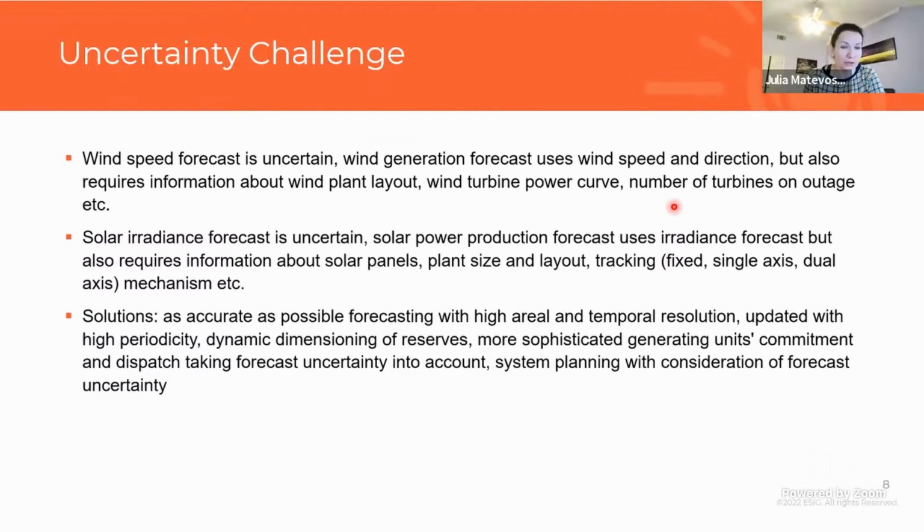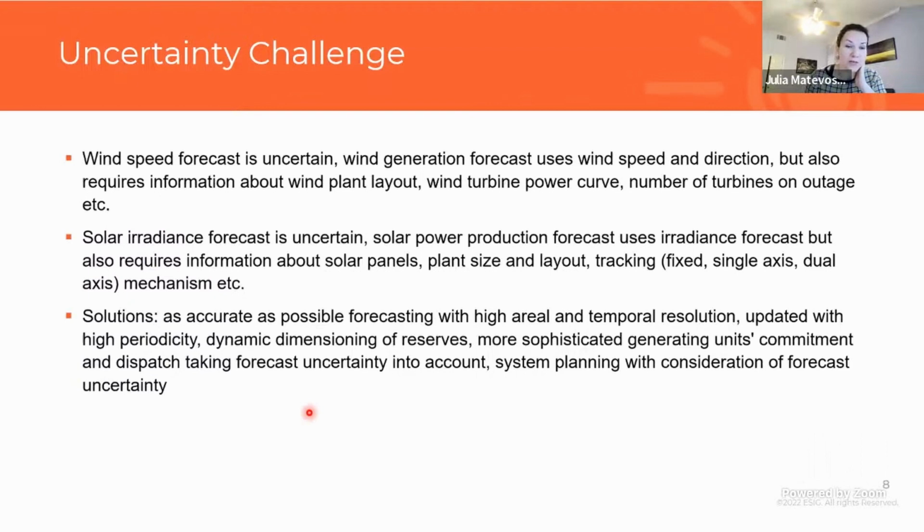Similarly for solar, irradiance forecast is uncertain, but then solar power production forecast uses irradiance and also requires information about solar panels, plant size, plant layout, and the tracking mechanism that is being used. By tracking, I mean in some solar power plants the panels are fixed at a given angle, and in others, more recent technology allows you to rotate or track the sun with the panel, and it allows higher efficiency. So the solution for this forecasting uncertainty is forecasting that is as accurate as possible, with high areal and temporal resolution.